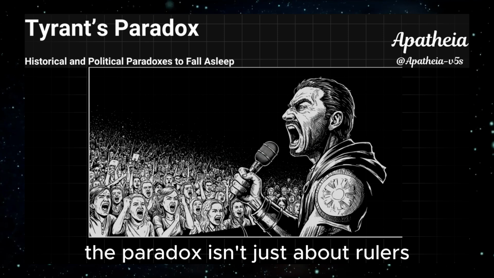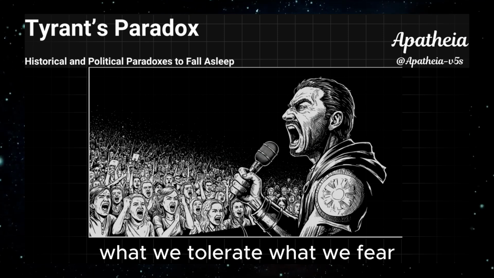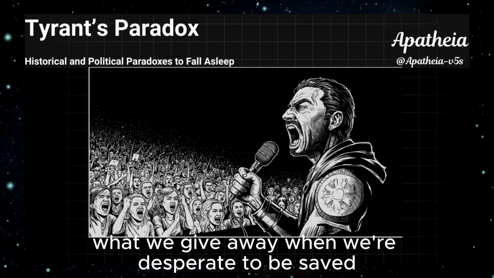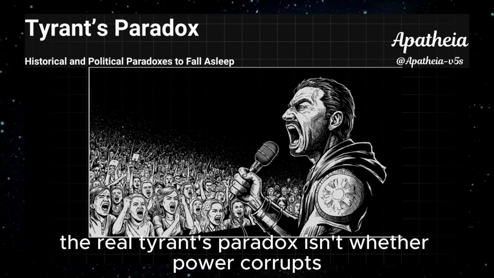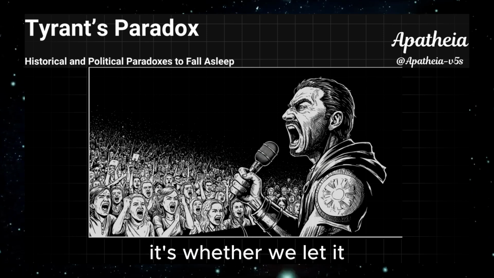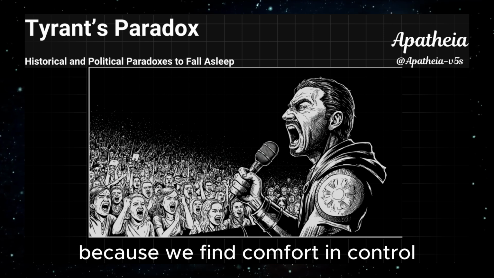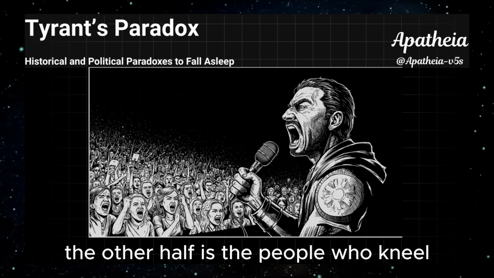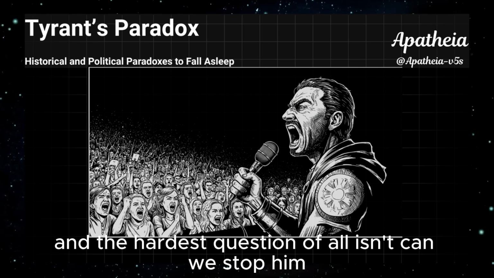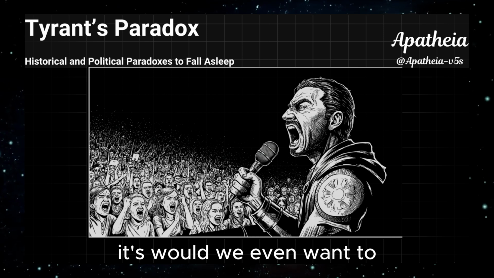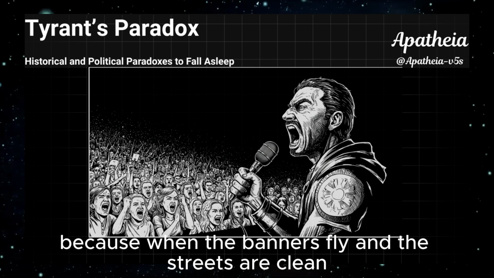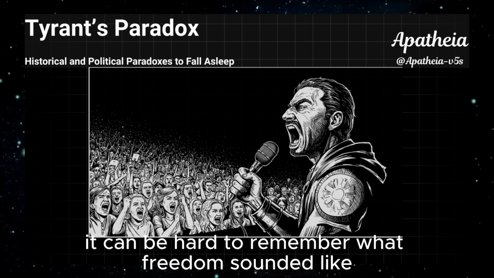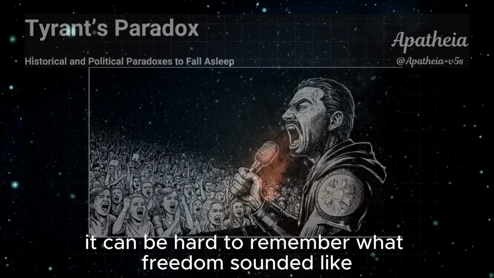The paradox isn't just about rulers, it's about us. What we tolerate, what we fear, what we give away when we're desperate to be saved. So maybe the real tyrant's paradox isn't whether power corrupts, it's whether we let it, because we find comfort in control. In the end, the tyrant is only half the story, the other half is the people who kneel. And the hardest question of all isn't, can we stop him? It's, would we even want to? Because when the banners fly, and the streets are clean, and the anthem plays loud enough to drown out the doubt, it can be hard to remember what freedom sounded like.